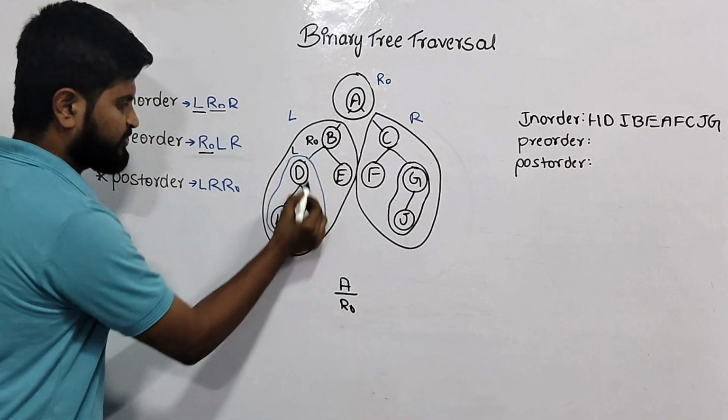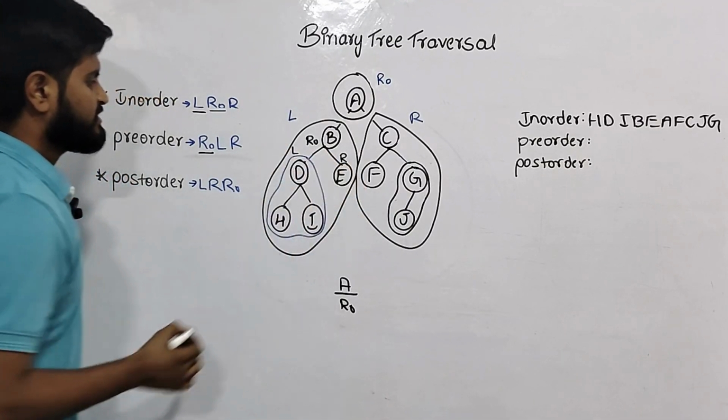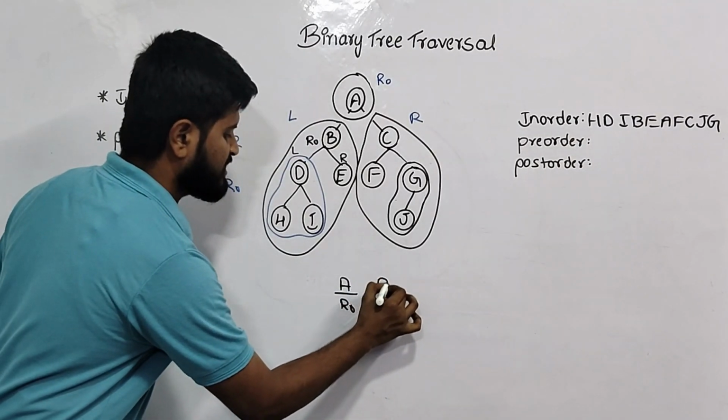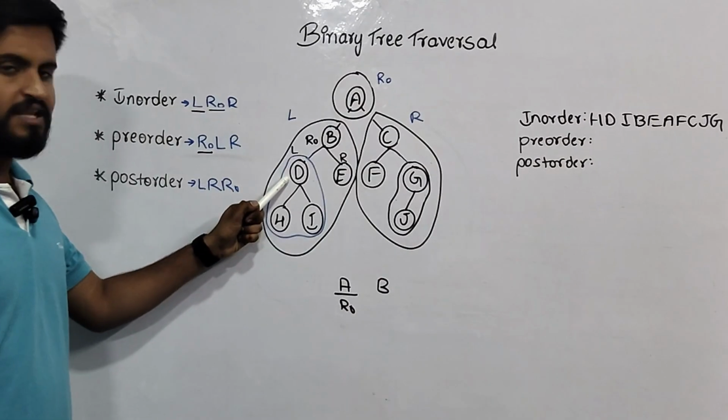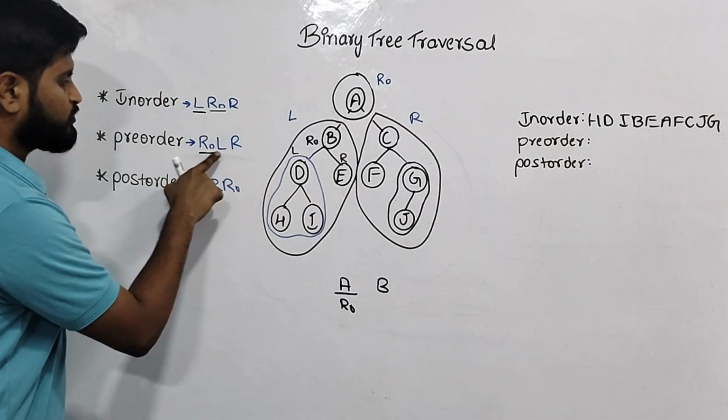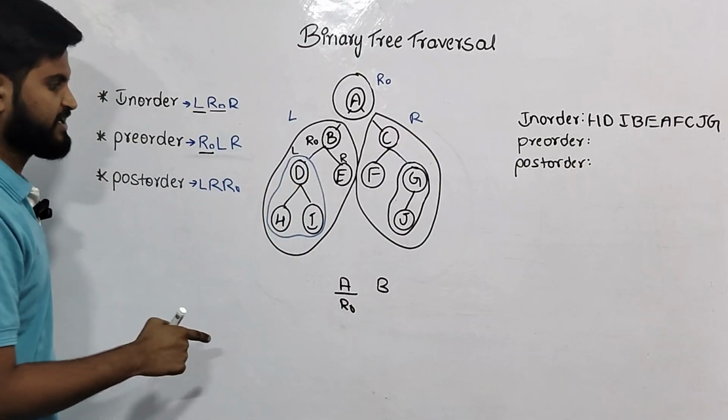Left is this subtree and right is E. First let's write the root value in the left subtree, that is B. If we want to write the left, here it is having a separate subtree. So let's again apply root, left, right for this separate subtree.